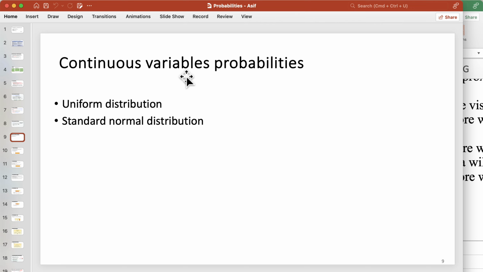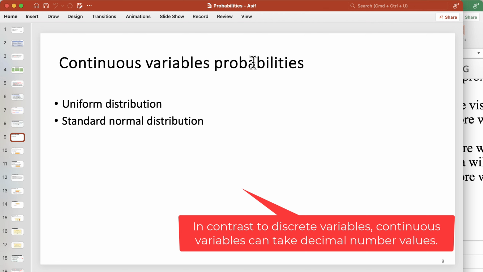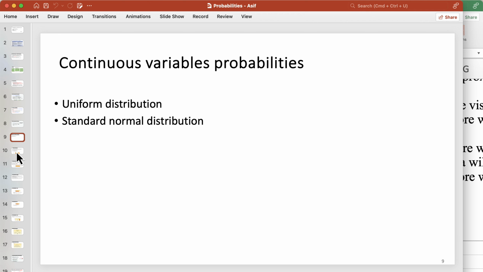The next type of probability is about continuous variables. Continuous numbers can take an infinite number of values. For example, as I was giving the example about temperature, it can be 92 Fahrenheit, it could be 93 Fahrenheit, but it could also be 92.5, it could also be 92.7. So that's why it's called a continuous variable. And for continuous variables, we have these two probabilities, uniform distribution and standard normal distribution.